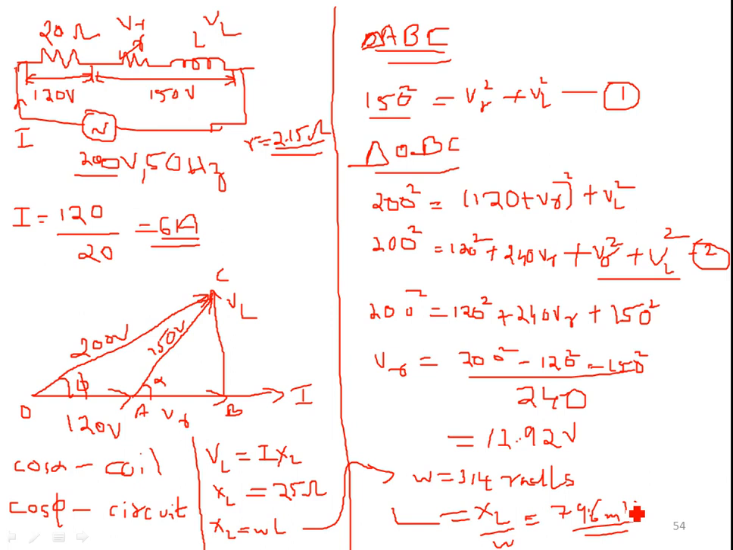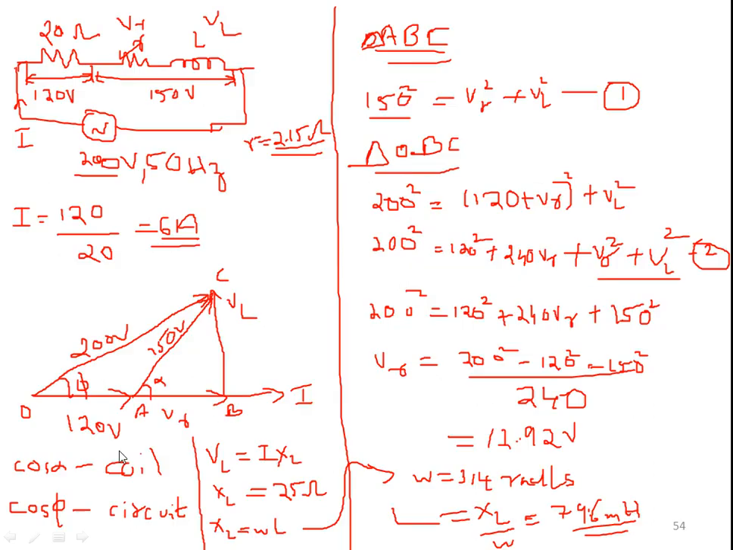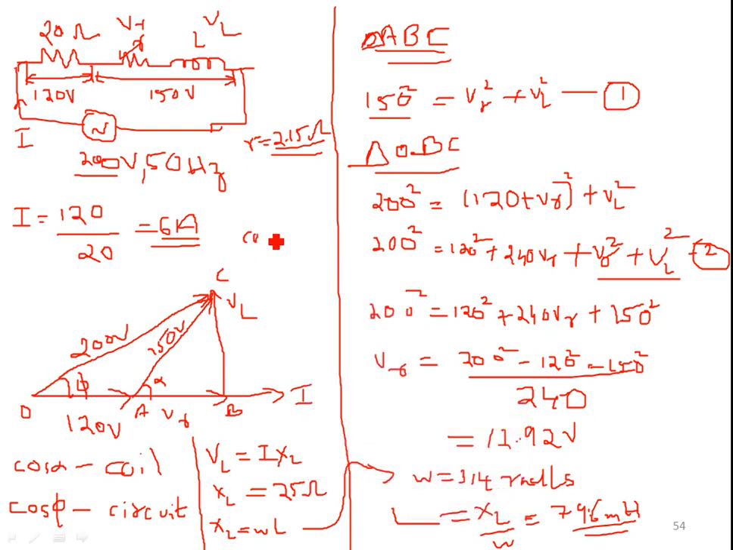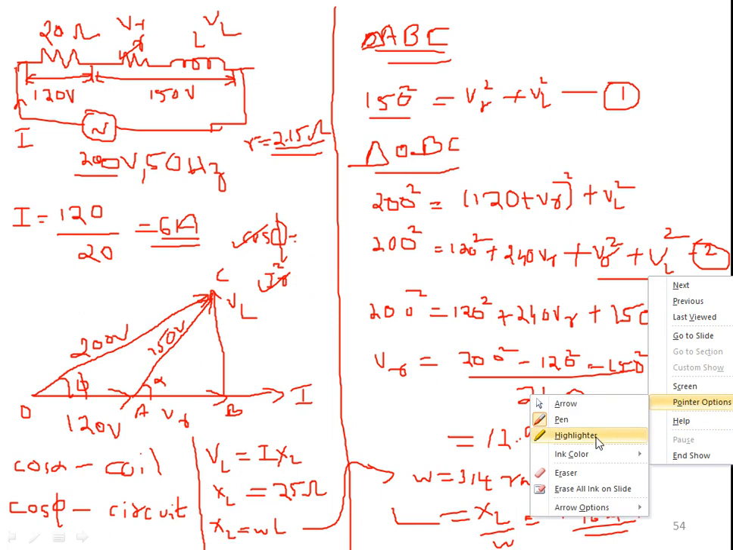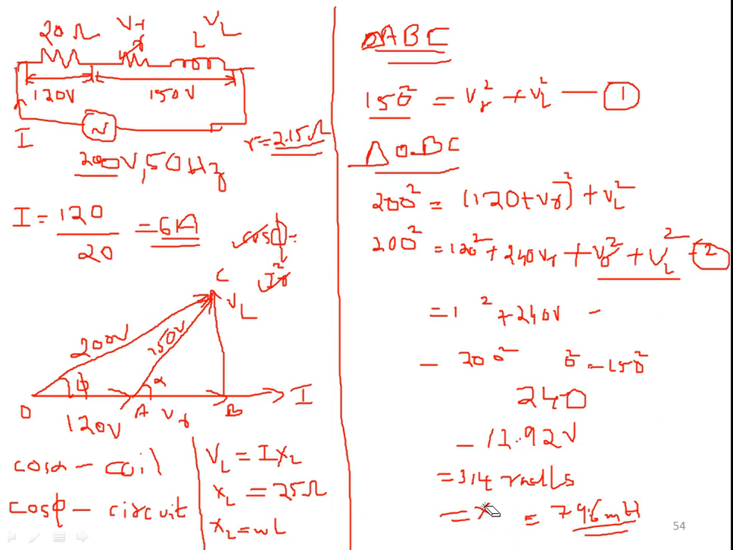Now, in the question, what is asked is you need to find the loss in the coil and also the total power factor. That means we need to find cos phi and I square r. Loss in the coil is I square into small r. So you need to find the total power factor of the circuit, cos phi, and the loss in the coil, that is I square into r. Let me proceed further, let me erase the right side part.